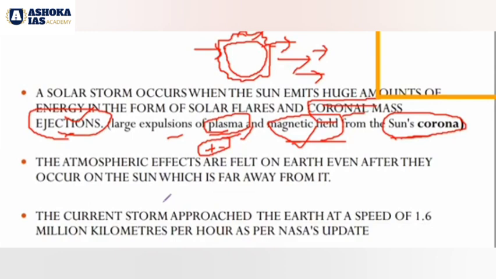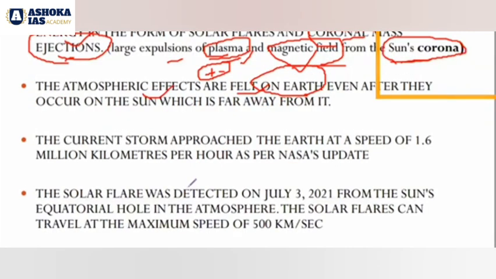The atmospheric effects are felt on Earth even after they occur on the sun, which is far away from it. The atmospheric effect of the solar flare on Earth can be visible. We can actually observe the effect. Since, as we know, the Earth is very far away from the sun, but still we can see the effect of this solar wind on the atmosphere of the Earth.